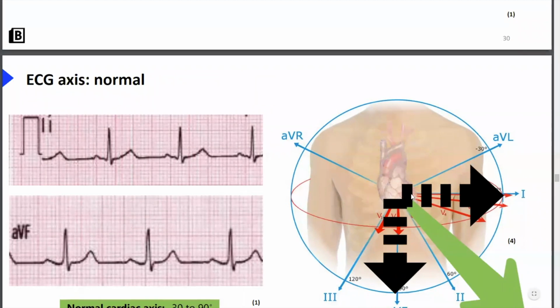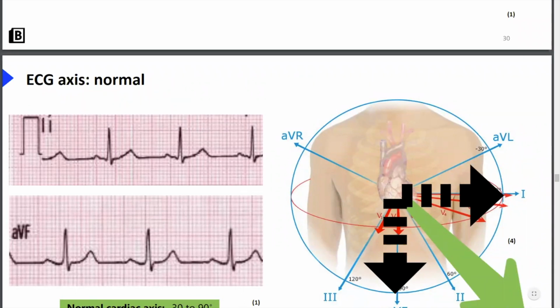So if you take an average of those two, you have some current flowing laterally and you have some current flowing inferiorly. The overall direction, if you take the average of those two vectors, is towards the apex of the heart. This is a normal cardiac axis. I hope that makes sense, because this is really important in how to calculate the cardiac axis.